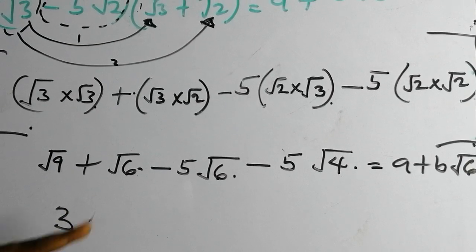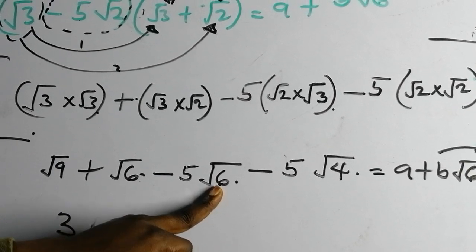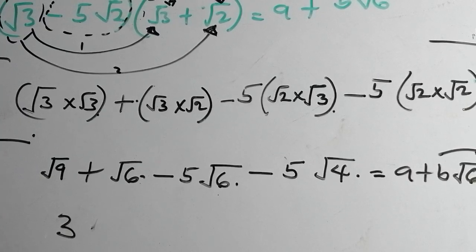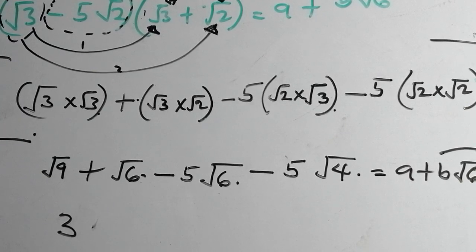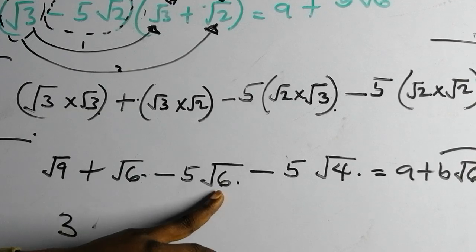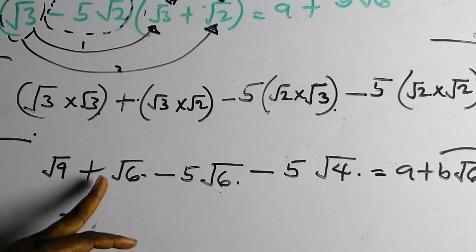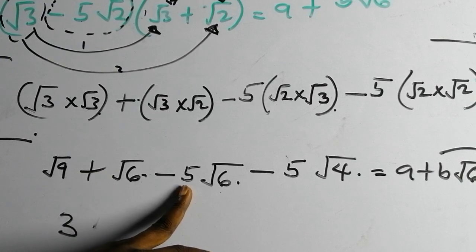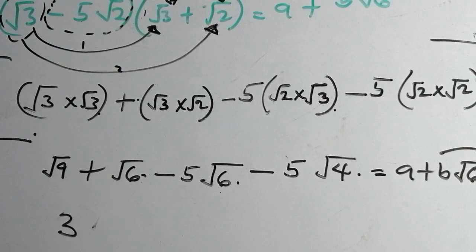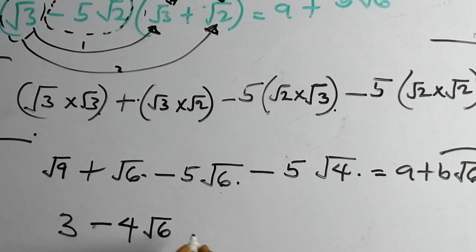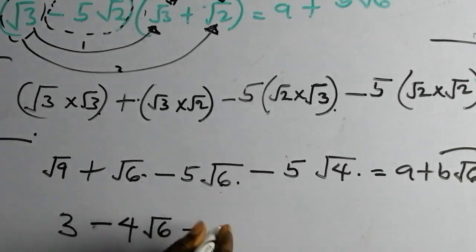Okay, and don't forget, look at this, root 6. It means I can add or subtract under addition and subtraction in indices. When they have the same root value, you can add or subtract. That's the condition. This is 1 here, this is 5 here, so 1 minus 5 will give us what? Minus 4. So this one is minus 4 root 6.